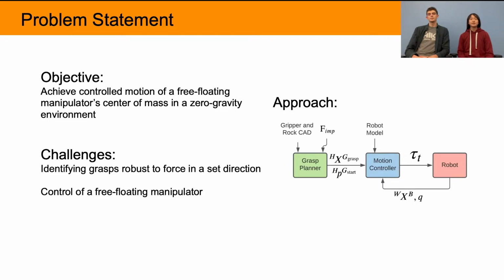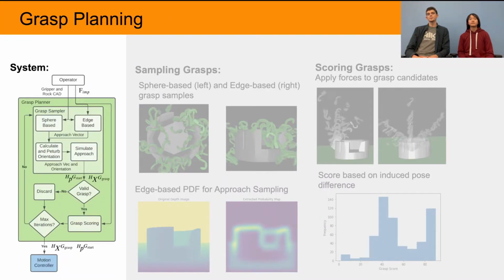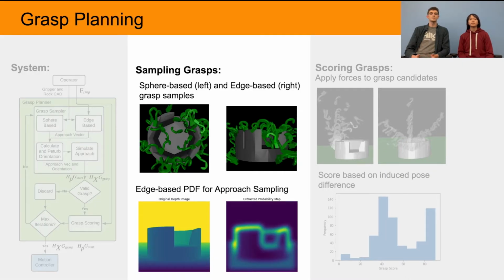The challenges we addressed are 1. Finding grasps robust to applied forces in certain directions, and 2. Controlling a free-floating manipulator. Our grasp planning approach, like many others, has 2 key components. First, we sample grasps. We do this in 2 ways.